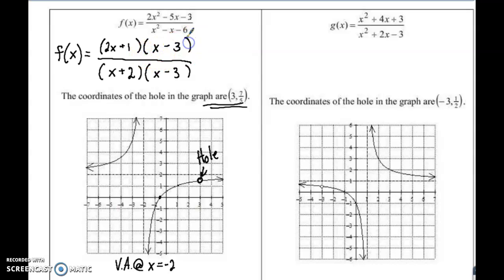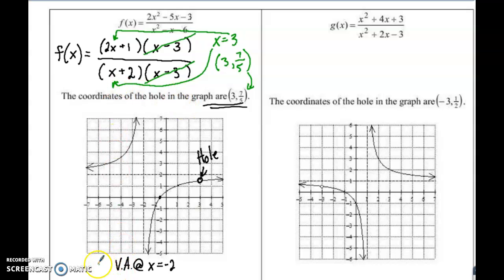We cancel out the x minus 3. So that's your clue that x equals 3 has a hole. Now what's the y value? If you paid attention to the previous video, you plug in 3 into the simplified version. So if I plug in 3 here, 2 times 3 is 6 plus 1 is 7. Plug in 3 right here, 3 plus 2 is 5. So that confirmed that that hole was correct.